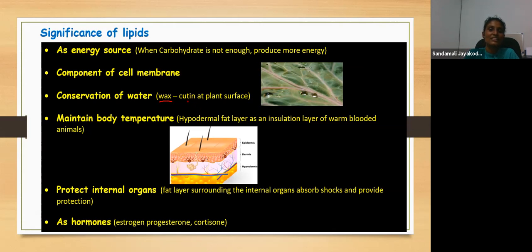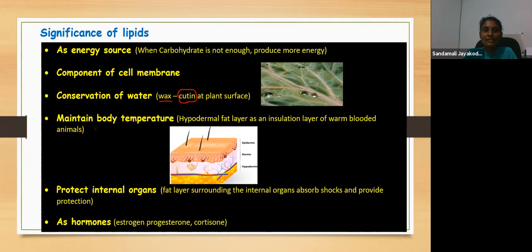Cutin is the wax present at the top of the plant leaves. So it is found everywhere on the plant surface, and it conserves water. It prevents transpiration, the loss of water.